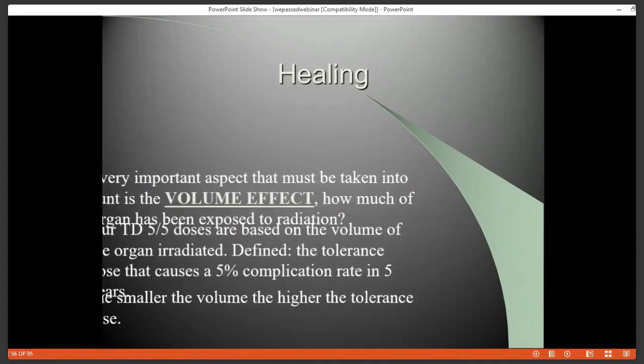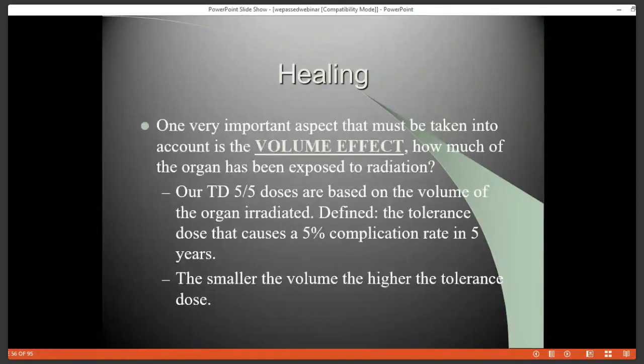One very important aspect, of course, when we're talking about this is the volume effect. How much of the organ has been exposed to radiation? The TD55 doses are really based on the volume of the organ irradiated, which TD55 itself is defined as a tolerance dose of a specific organ and tissue that causes a 5% complication rate in 5 years. And certainly the smaller the volume, the higher the tolerance dose. And in today's day and age in radiation therapy with IMRT, volumes are getting very small, which is allowing for us to have escalating doses associated with these, and still having healthy tissues have the ability to repair this damage over time.